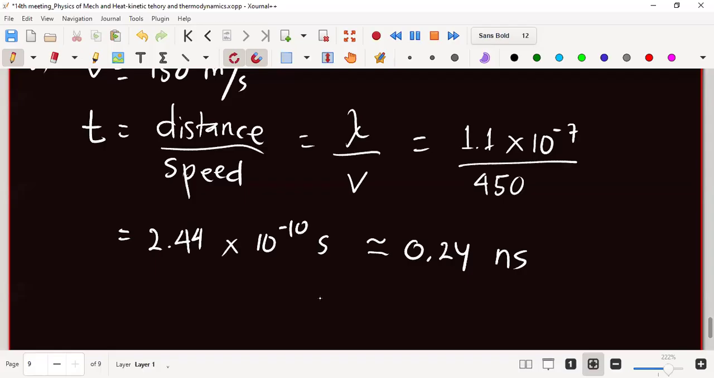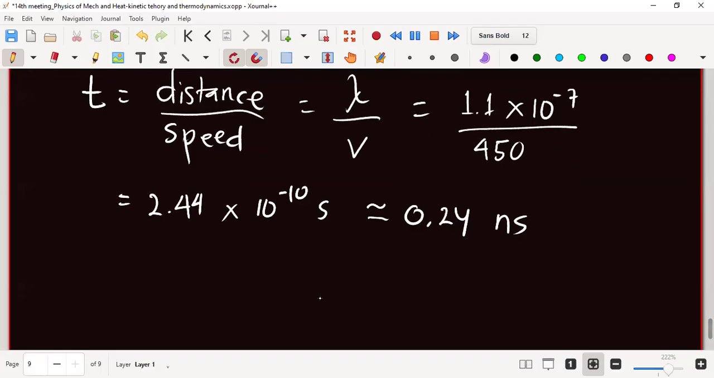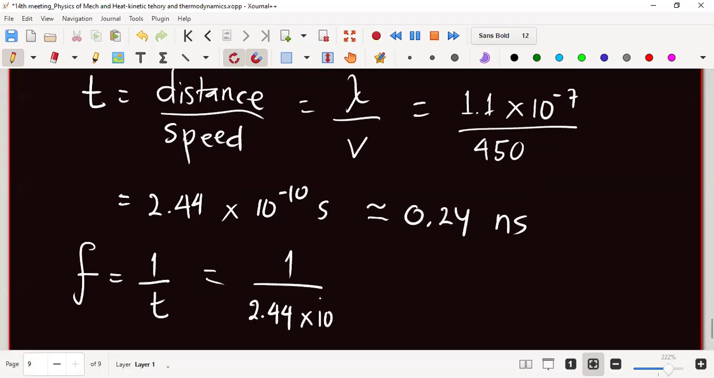And we can also calculate the frequency. Frequency is 1 per time. 1 divided by 2.44 times 10 to the minus 10. So this one is 4.1 times 10 to the power 9 per second. So the frequency is around 4 billion collisions per second. This one is for the oxygen molecule, okay.